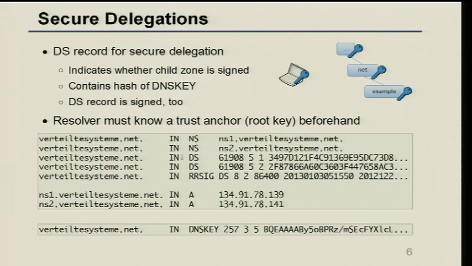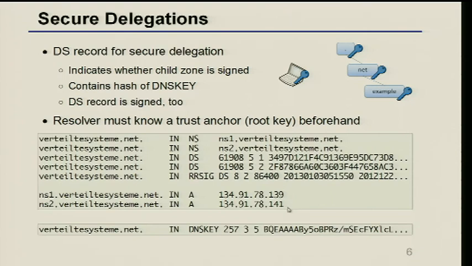Here we have a referral from the net top-level domain to some name server. And then we have here a DS record. A DS record indicates that this is a secure delegation. The DS record contains a hash of the public key.